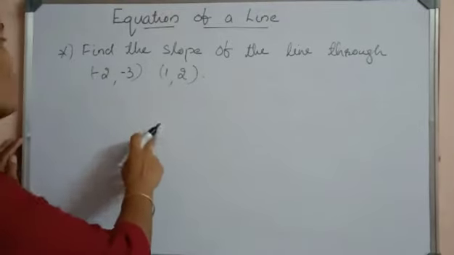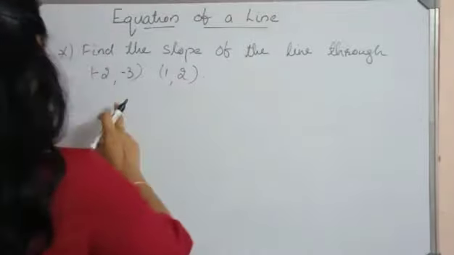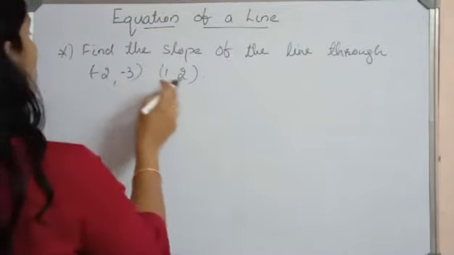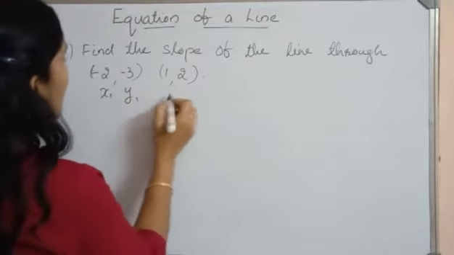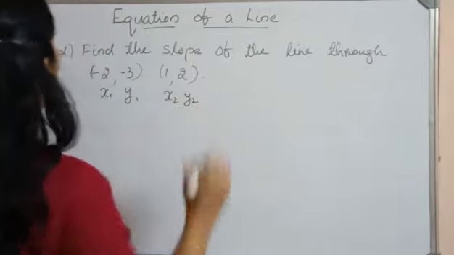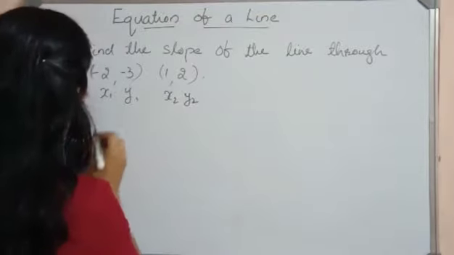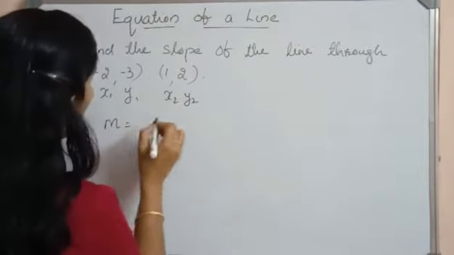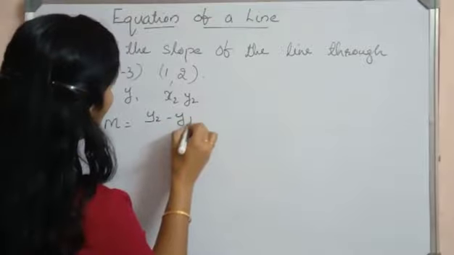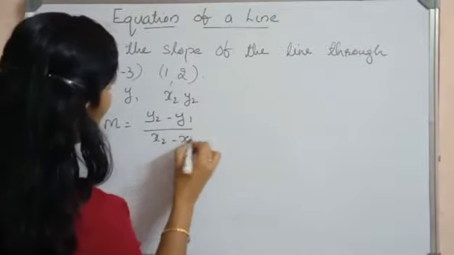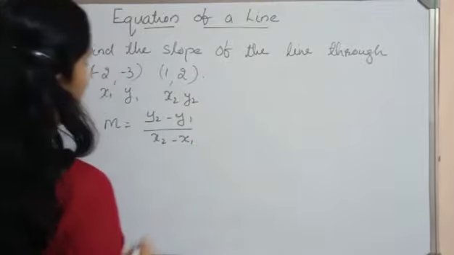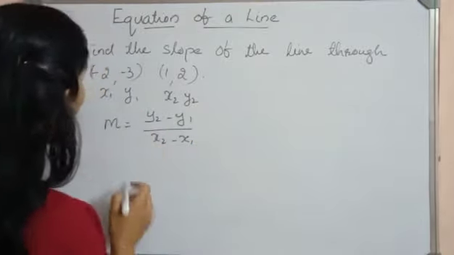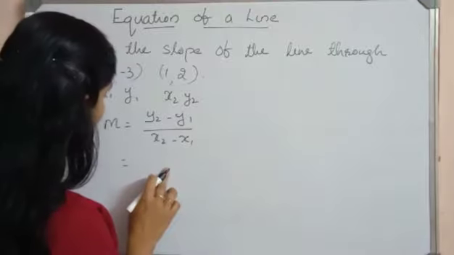Look at the next question. Find the slope of the line through two different points, -2, 3 and 1, 2. So consider this as x1, y1 and this as x2, y2. So we know the formula of the slope, m is equal to y2 minus y1 by x2 minus x1. So this is the difference between the ordinates by the difference between the abscissa. So let's consider this formula, y2 minus y1 by x2 minus x1.